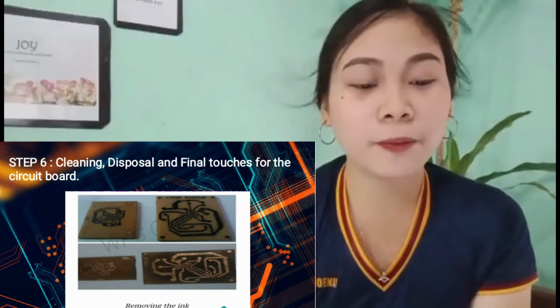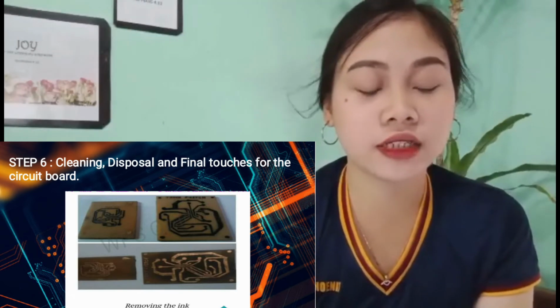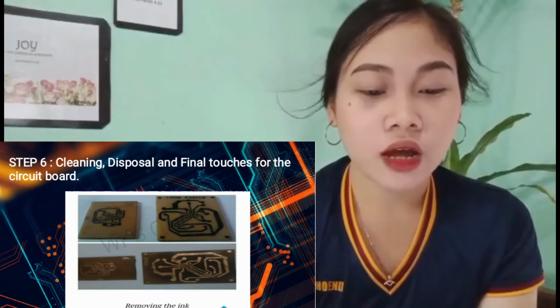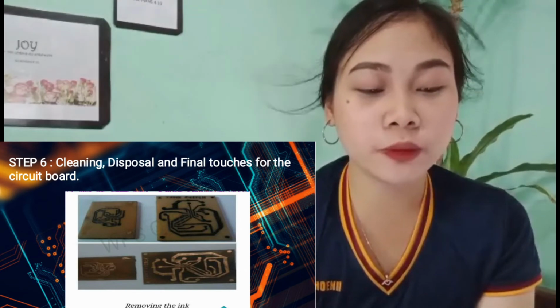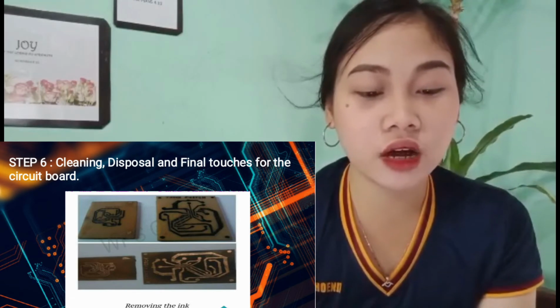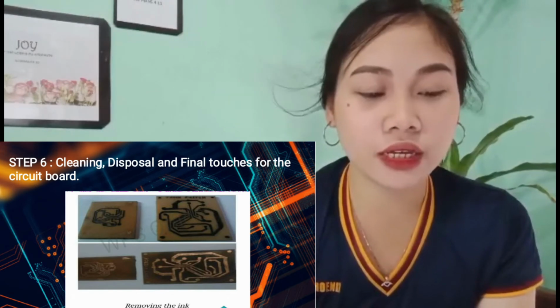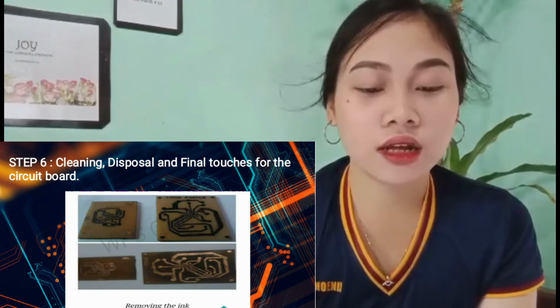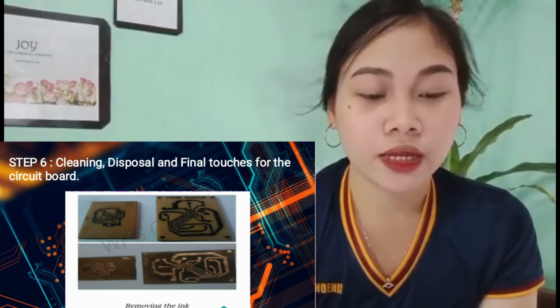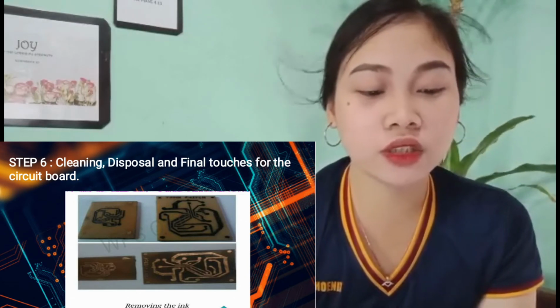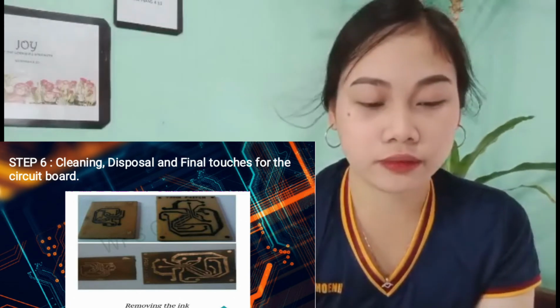A few drops of thinner or nail polish remover on a pinch of cotton wool will completely remove the toner ink on the plate, exposing the copper surface. Rinse carefully and dry with a clean cloth or kitchen paper. Trim to final size and smoothen the edges with sandpaper.